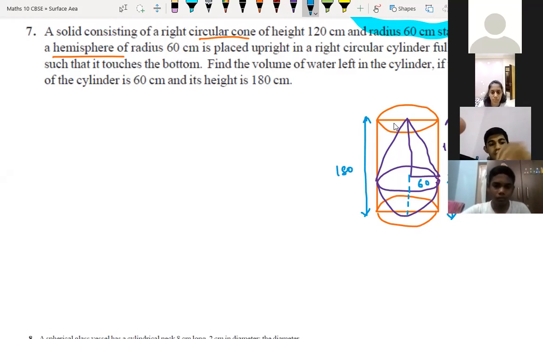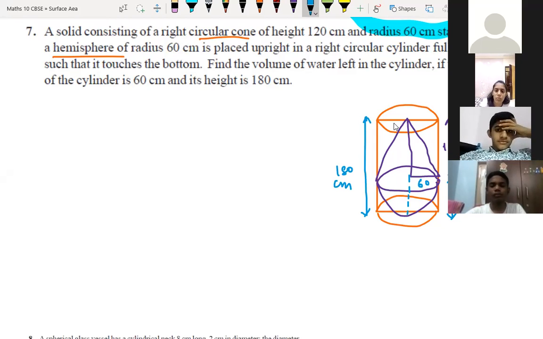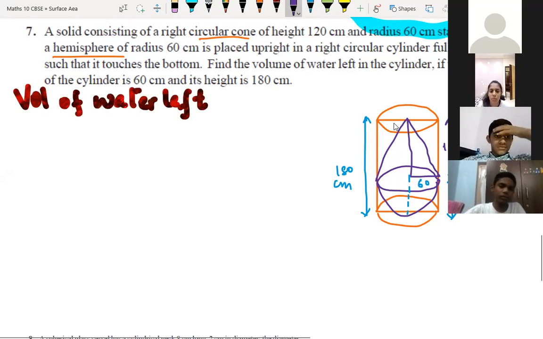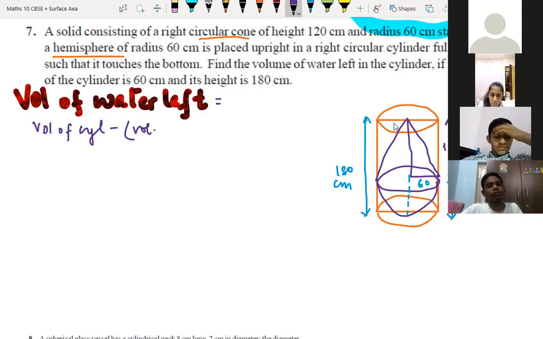Yes, sir. So we have to find what? Find the volume left out in the cylinder. The volume of the cylinder minus the volume of the cone plus the volume of the hemisphere. So what we have to write here? Volume of water left is equal to volume of cylinder minus, in bracket, volume of cone plus volume of hemisphere. Is it clear to everyone?